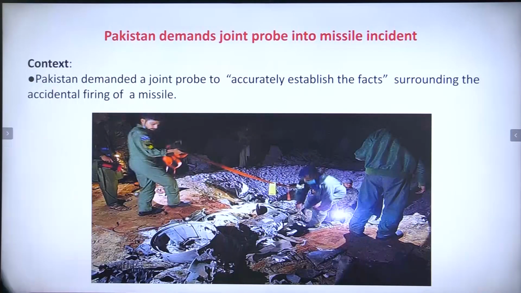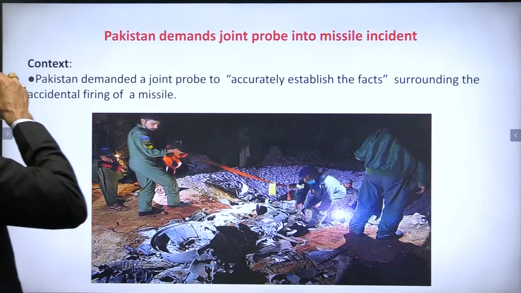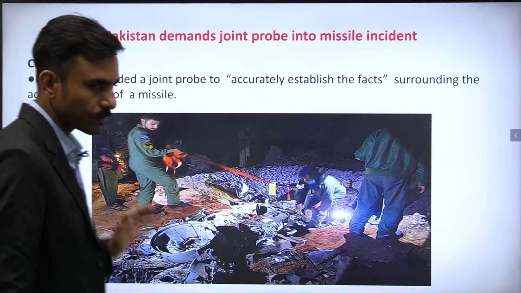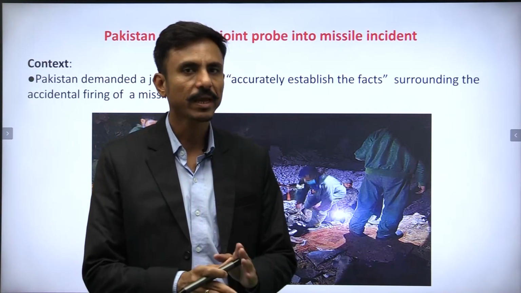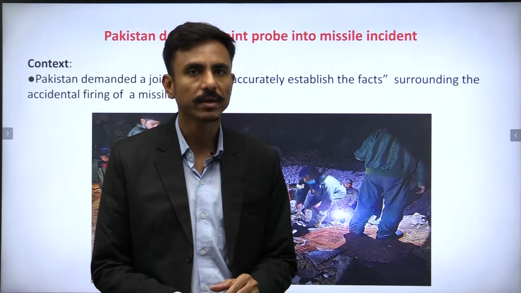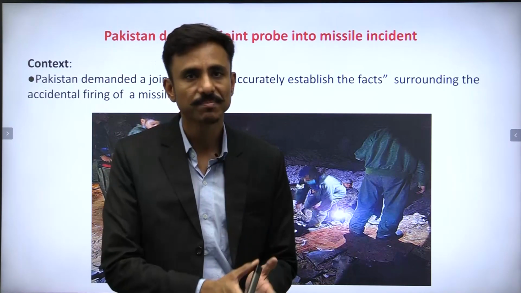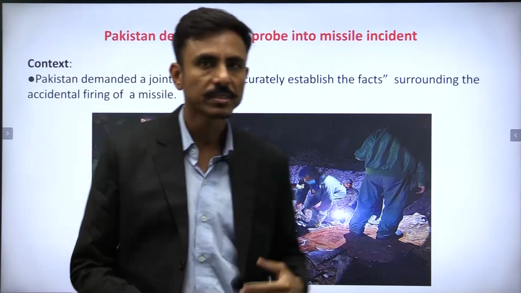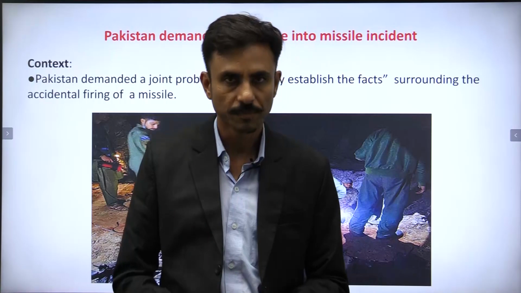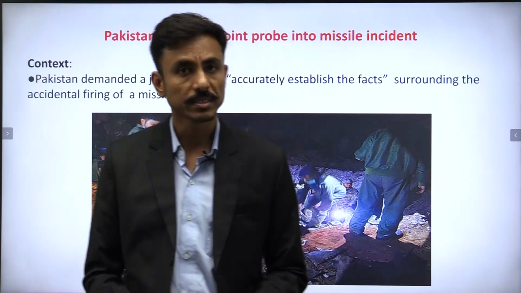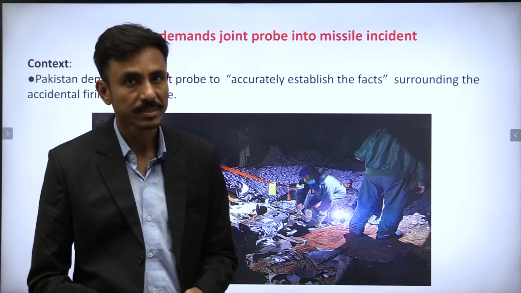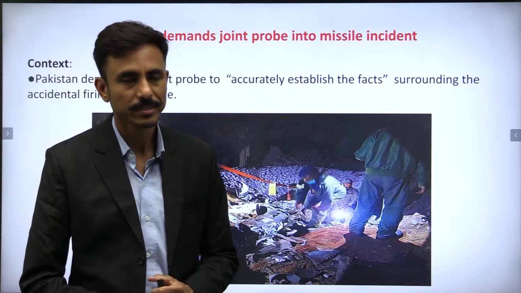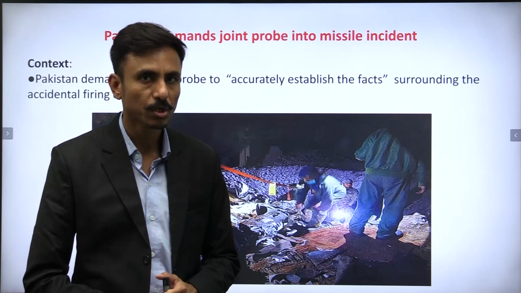Coming to the next news article. As you can see on the screen, there was a missile which was accidentally fired by India and it landed in Pakistan, right? And the Indian government is saying that it is an accidental fire, a malfunction, but it is a very serious issue because a missile being misfired is something very sensitive and a concern of security, right?